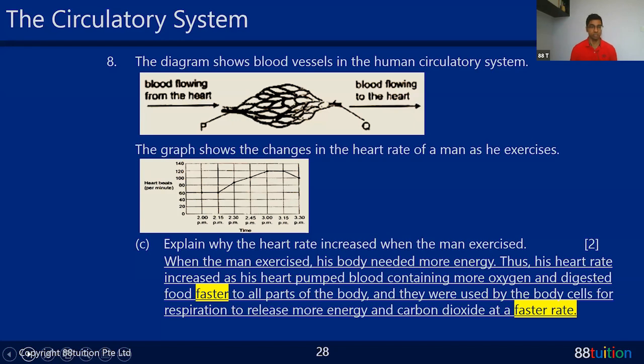So the heart rate increases. Blood is being pumped faster. The heart is pumping faster.